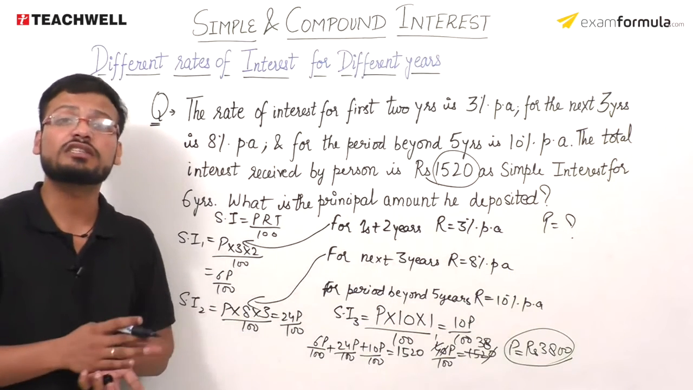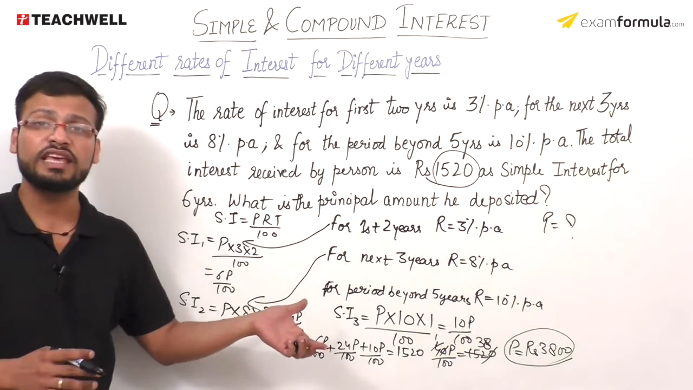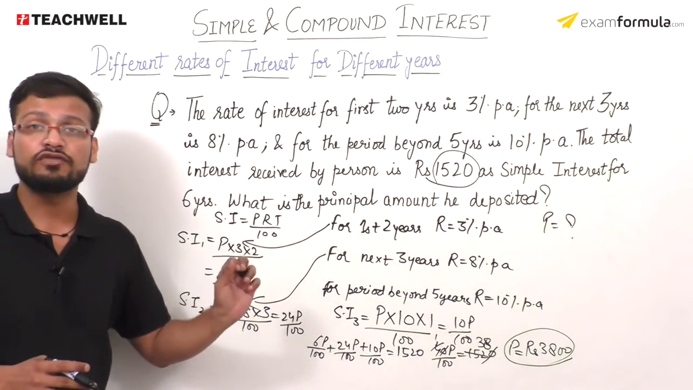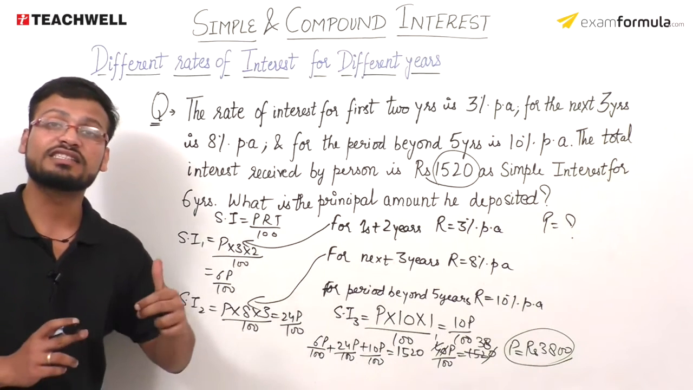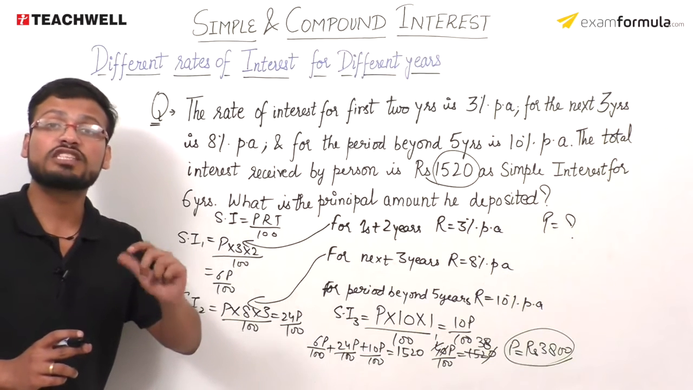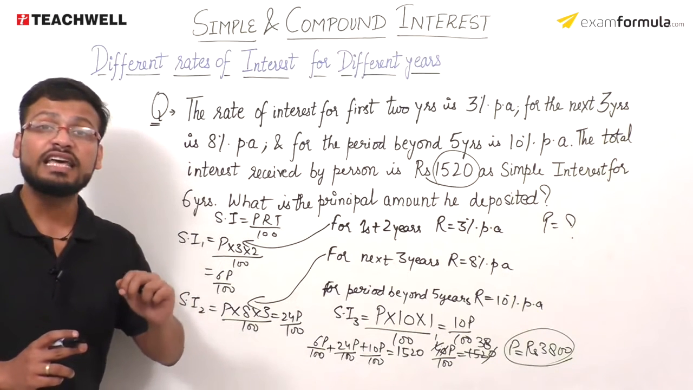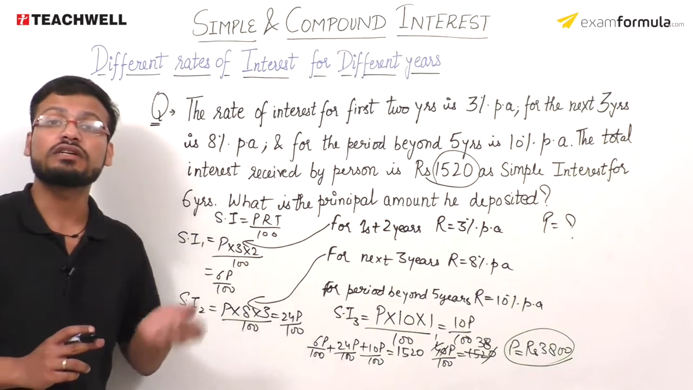So this was the conventional approach जहां पर आपने equations form की and you have finally calculated the value of the principal amount. Now let us consider the same problem by the use of the smart approach where we'll be calculating the effective rate of the interest in case of the simple interest.